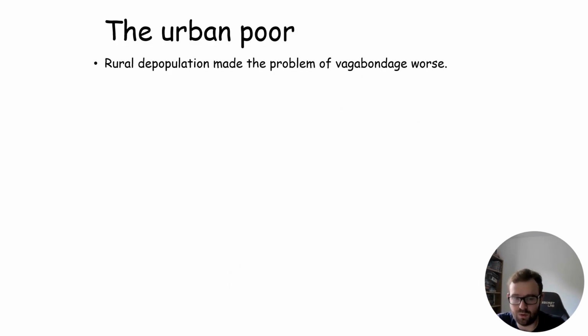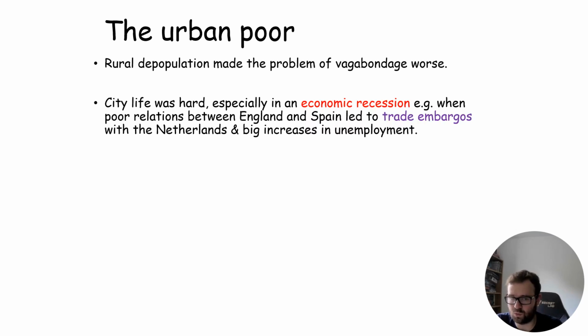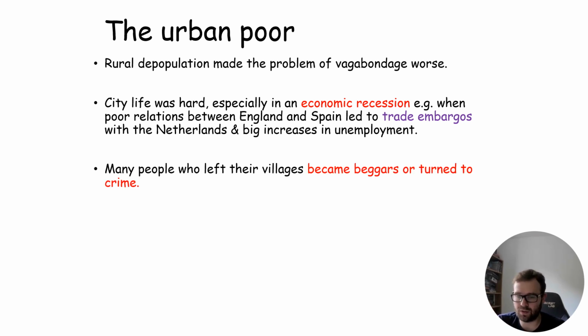So you get the urban poor. So rural depopulation meant the problem of vagabondage was worse. That means more people are coming to the cities, but city life was quite hard, especially because of the difficulties with Spain, trade embargoes, the lack of the cloth trade. Again, that leads to a bit of mass unemployment. So think about those factors. Now we can connect topics.